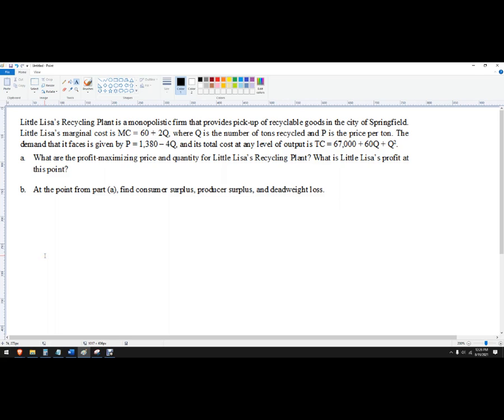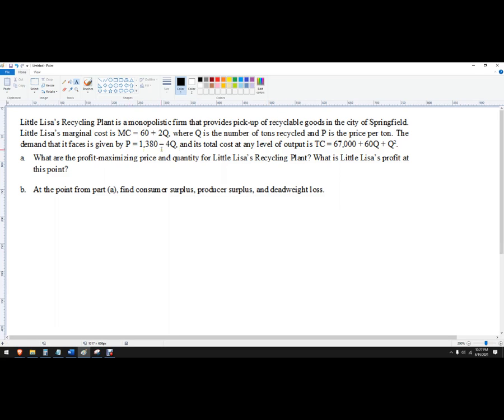Hello, in this video we're going to use a graphing calculator to find the profit maximizing price and quantity for a firm holding some kind of monopoly power. So we've got a Simpsons reference here. Little Lisa has a company. They've given us our marginal cost, and quantity is the tons recycled here, and price is the price per ton.